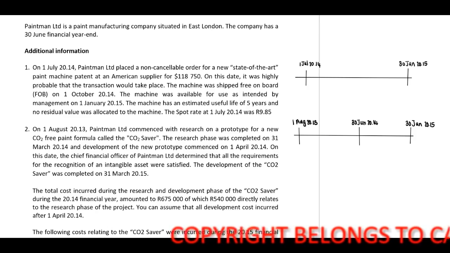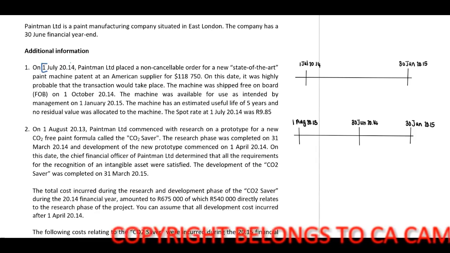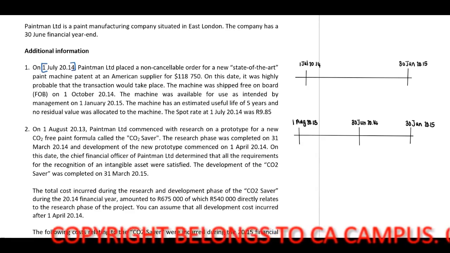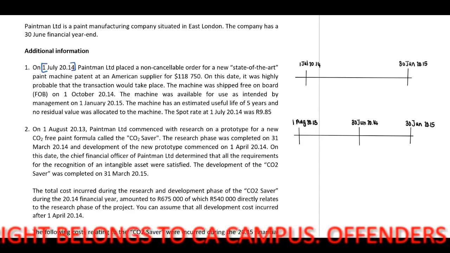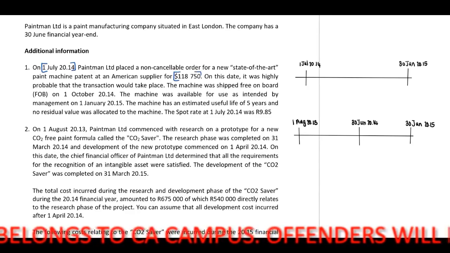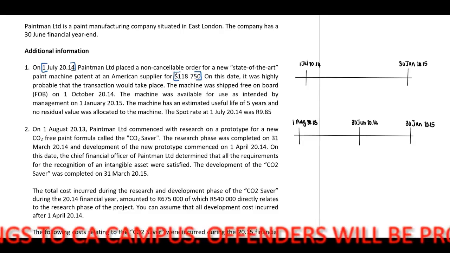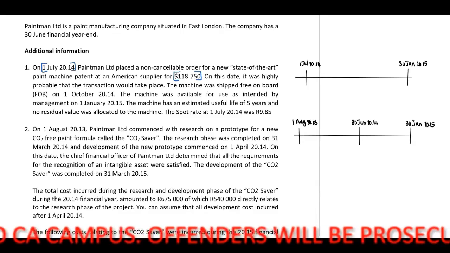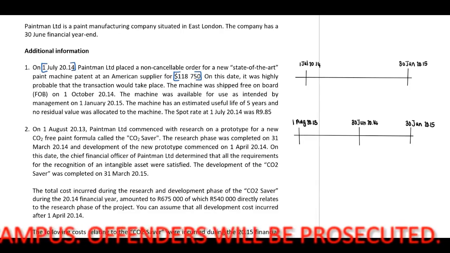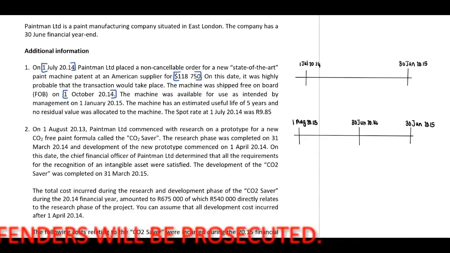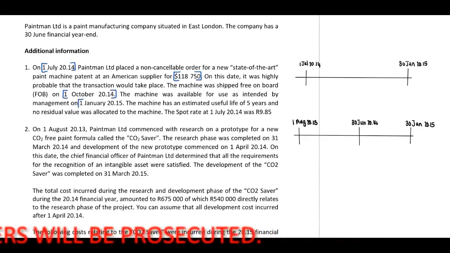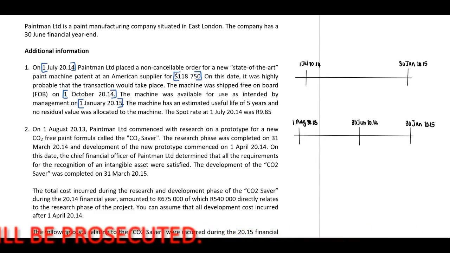Additional information. On 1 July 2014, PaintMan Limited placed a non-cancelable order for a new state-of-the-art paint machine patent at an American supplier for $118,750. On this date, it was highly probable that the transaction would take place. The machine was shipped free on board on 1 October 2014. The machine was available for use as intended by management on 1 January 2015. The machine has an estimated useful life of 5 years and no residual value was allocated to the machine.